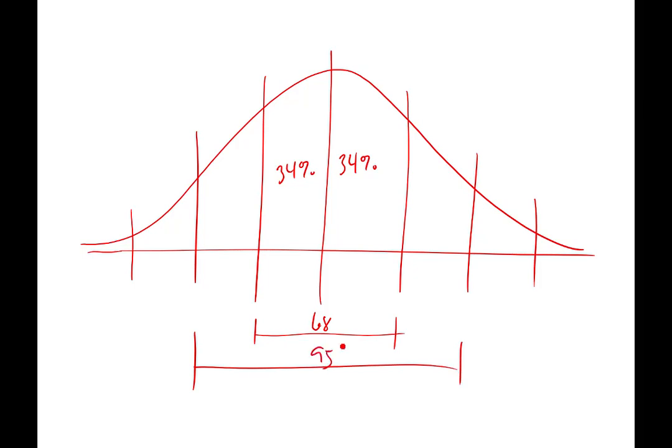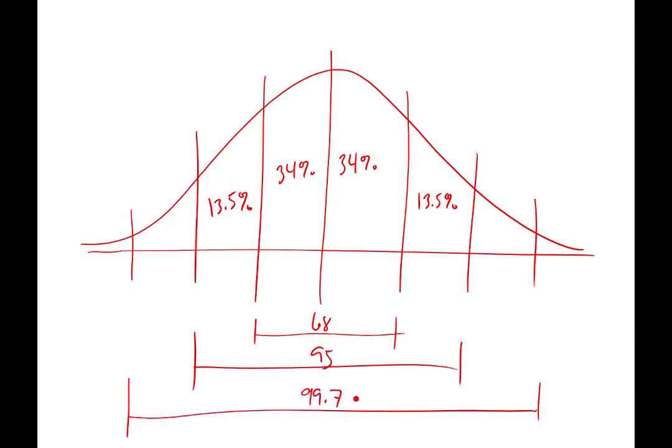If you want to go out to 95, that means that this would have to be 13.5%, and this would also have to be 13.5%. And then what would the next pieces be? So now you're going up to 99.7. So what belongs in each of the next two pieces? What would it have to be?